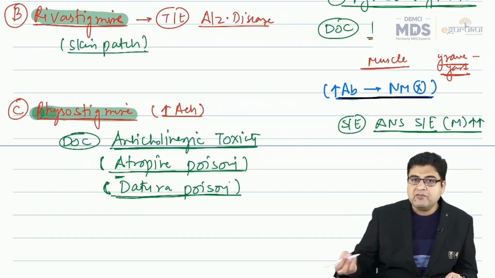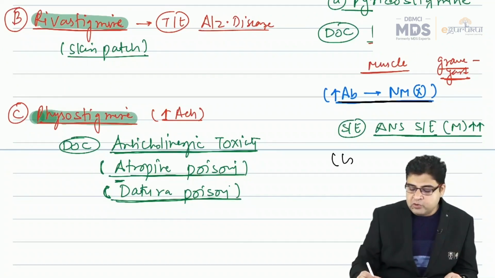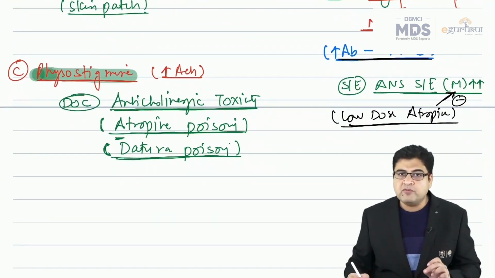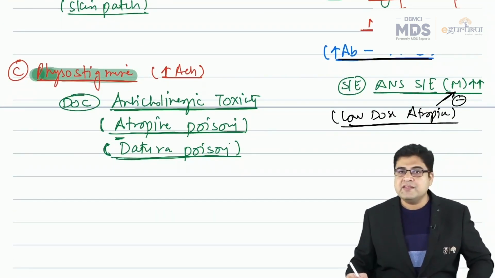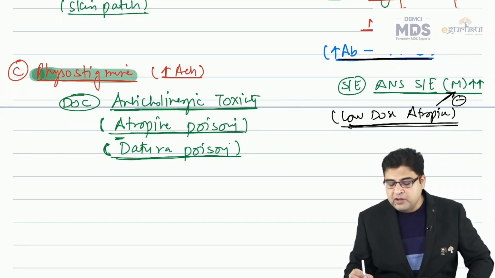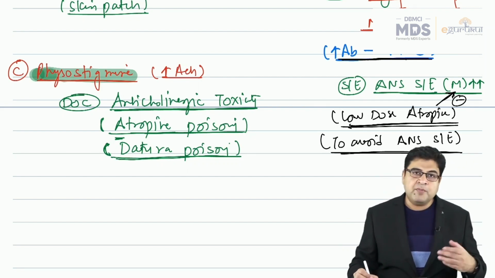So how can we treat this patient? How can we prevent all the side effects? We can give a low dose of atropine. We discussed atropine already. It's a type of anticholinergic drug. This medicine is a blocker of only the muscarinic receptor, not the NM receptor. So along with pyridostigmine, I can give atropine to avoid the autonomic nervous system side effects.